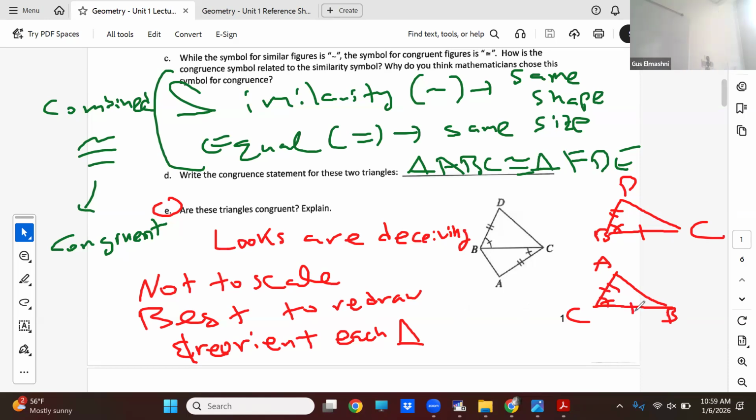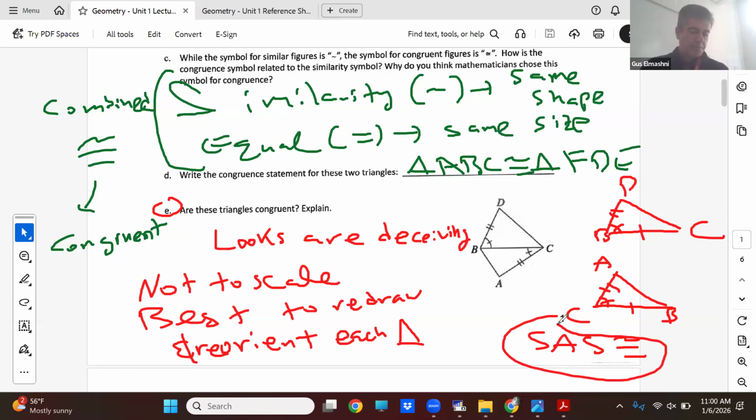So even though AB looks smaller than BC, you can't go based off looks. So in this case, yeah, side congruence. Clearly, we're given a bunch of things here, and you have to use the reflexive property as well.